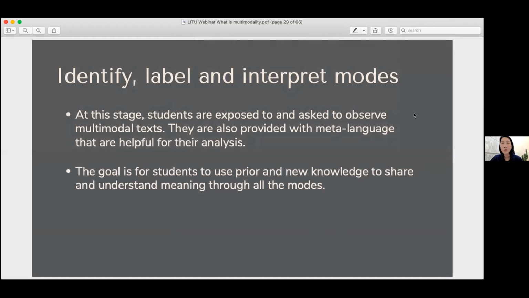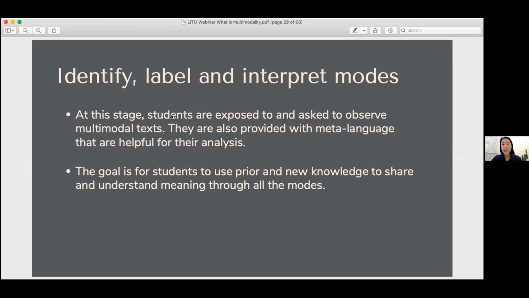And the first thing would be to let them identify, label, and interpret modes, right? It can be something similar to what we did for the first half of this session, but maybe something lighter. It can actually use a lot of advertisements nowadays as multimodal text samples where your students can identify and label the modes that are used, and then maybe some hidden meanings within those modes.